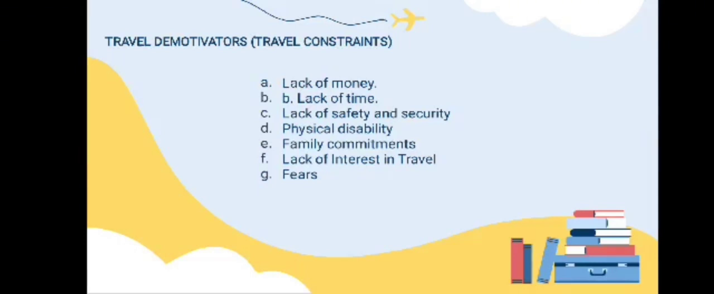Next is the lack of time. Not having enough time to travel is considered a travel constraint because one must have the money but doesn't have the time to travel because he or she is preoccupied with other important things than traveling. Next is lack of safety and security. Lack of safety and security in public places, hotels, and travel centers causes people to prefer to remain in the security of their neighborhood and home.